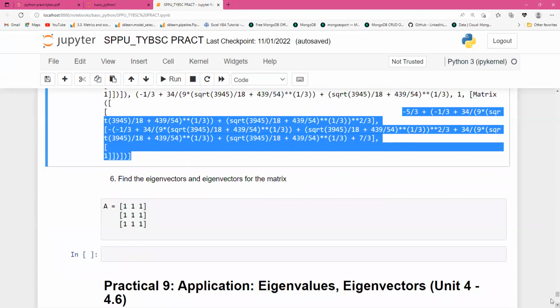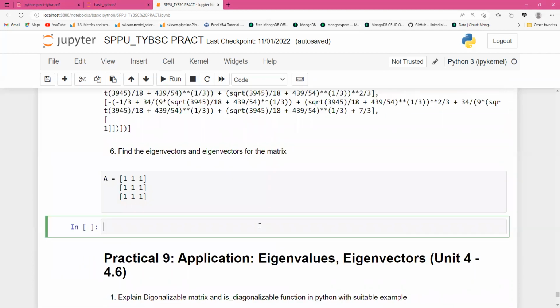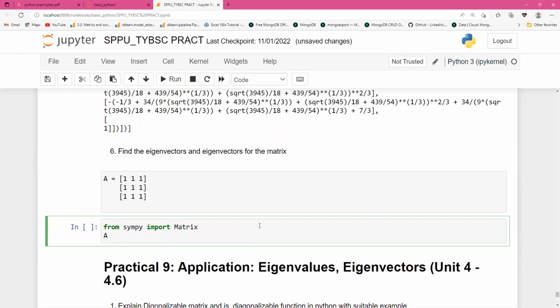Now I'm going to take the sixth example. In this sixth example, again I want to construct a matrix A, so I will construct this matrix. It's again a 3 by 3 matrix, and in this 3 by 3 matrix all entries are 1. So 1 1 1, 1 1 1, and 1 1 1.